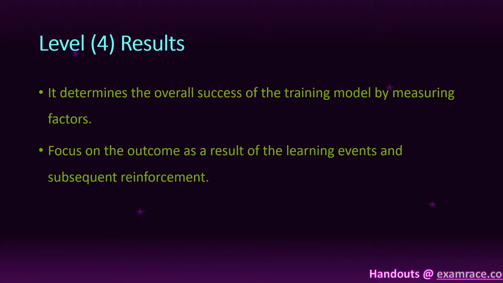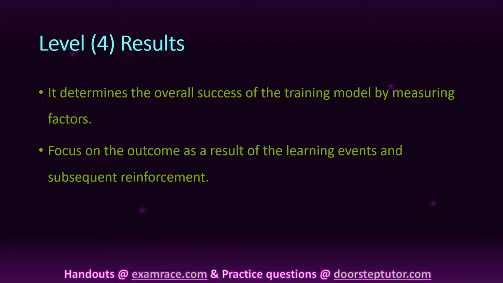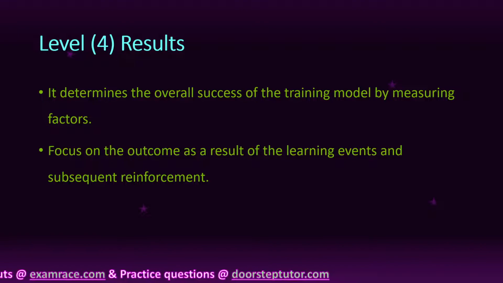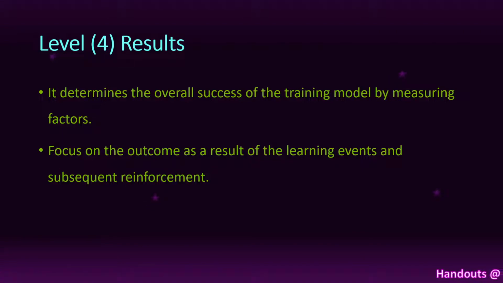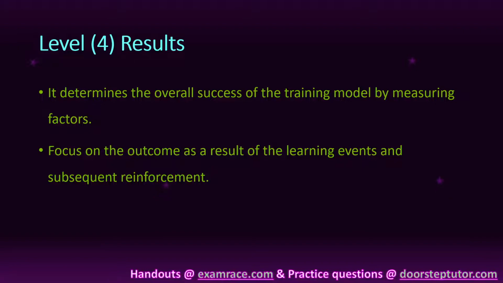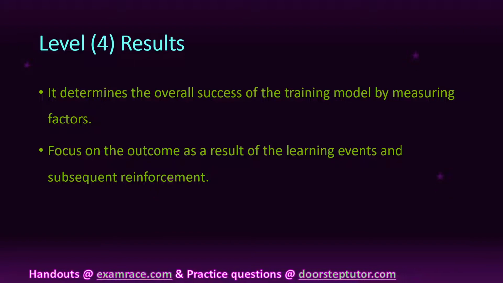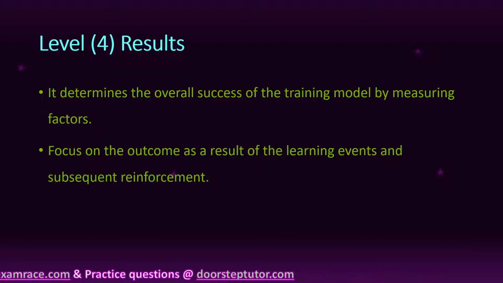And the last one is what? The last one is result. So what is result? It determines the overall success of the training model by measuring factors. Here we see how much success the training model gained, and it focuses on the outcome as a result of the learning events and subsequent reinforcement. Okay, this model sees the outcome as a result, whether all the goals are completed or not is checked in result.